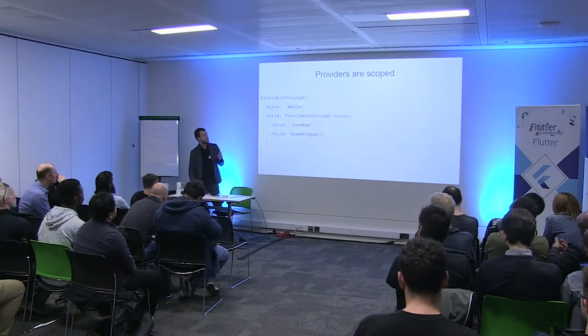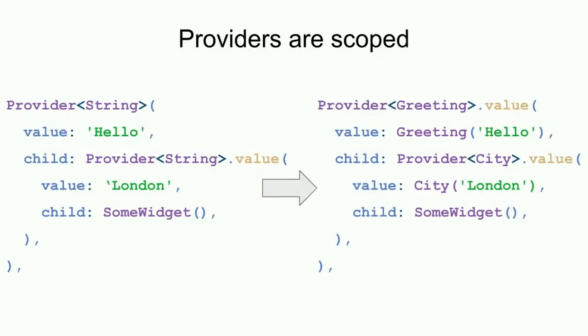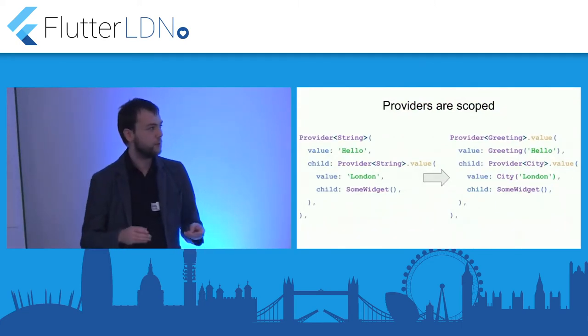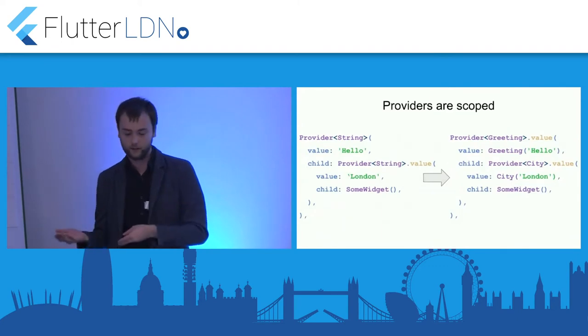You can create wrapper types, like for example, we could create a Greeting type that takes a string and a City type that takes a city. And then we can access each value independently using Provider.of<Greeting> or Provider.of<City>. It also makes your code more readable, because when you come back later and you do Provider.of<String>, you might wonder what that string is. But if you do Provider.of<City>, then you know it's a city.